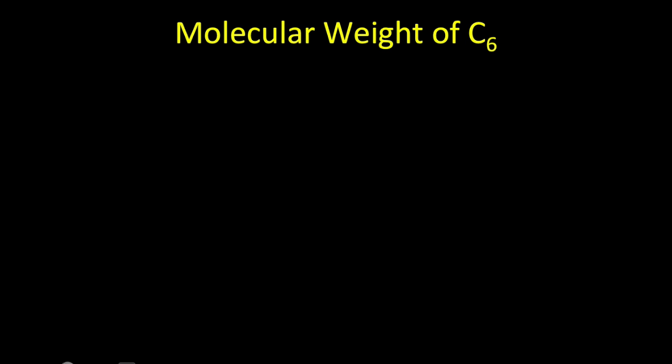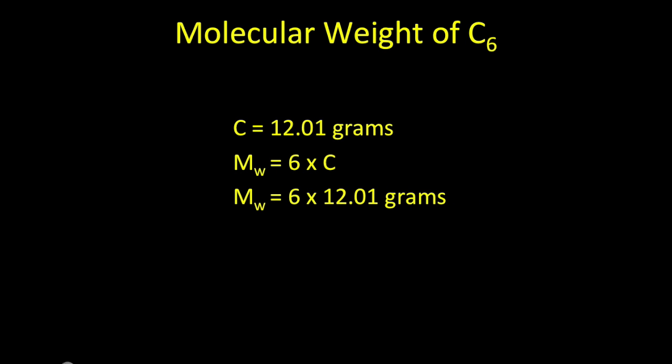The first step to solving this problem would be to find the molecular weight of C6. Carbon has an atomic mass of 12.01 grams based on the periodic table. To find the molecular weight, you have to multiply 6 times the atomic mass of carbon. So 6 times 12.01 grams equals 72.06 grams.